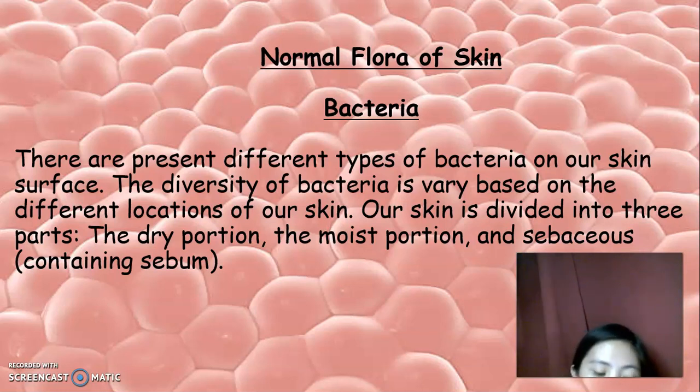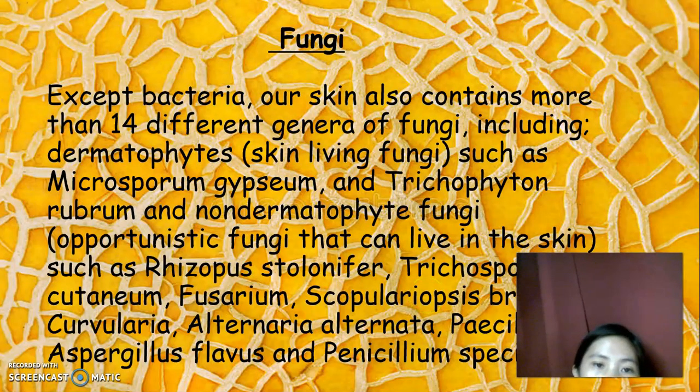And the last is the oily sebaceous sites. The oily sebaceous sites contain the lowest diversity of bacteria, including most members of Actinobacteria. The oily portions of our skin include the forehead, behind the ear, and back. Next is fungi. Besides bacteria, our skin also contains more than 14 different genera of fungi, including dermatophytes such as Microsporum gypseum and Trichophyton rubrum, and non-dermatophyte fungi.